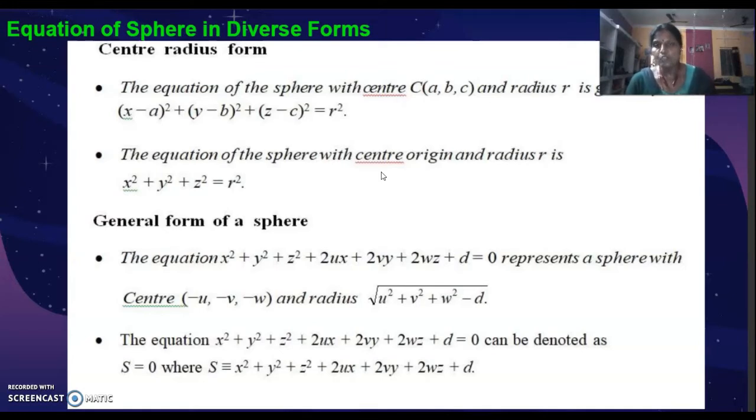Okay. The next one is the general form of a sphere. The equation x square plus y square plus z square plus 2ux plus 2vy plus 2wz plus d equal to 0 represents a sphere with center (minus u, minus v, minus w) and radius square root of u square plus v square plus w square minus d. Here we can expand this using the formula (a minus b) whole square and we can get this. Here the center is (minus u, minus v, minus w) and the radius is square root of u square plus v square plus w square minus d. Okay.